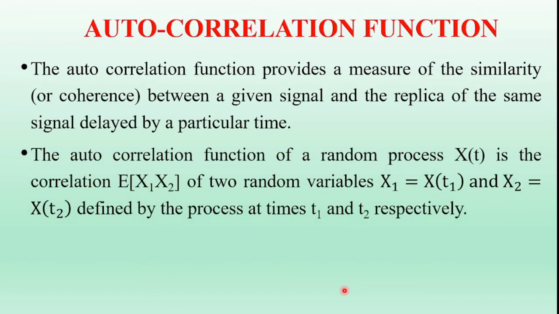The autocorrelation function of a random process x of t is the correlation, the expectation of x1 x2, of two random variables. That is, x1 is equal to x of t1 and x2 is equal to x of t2, defined by the process at the time instants t1 and t2 respectively.